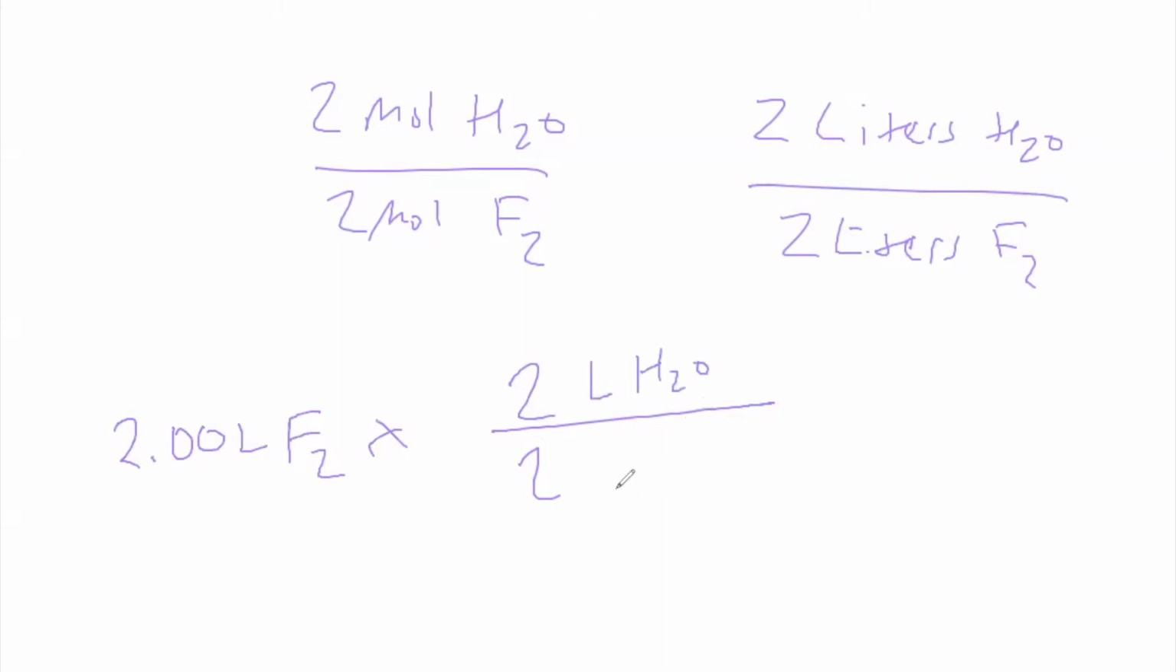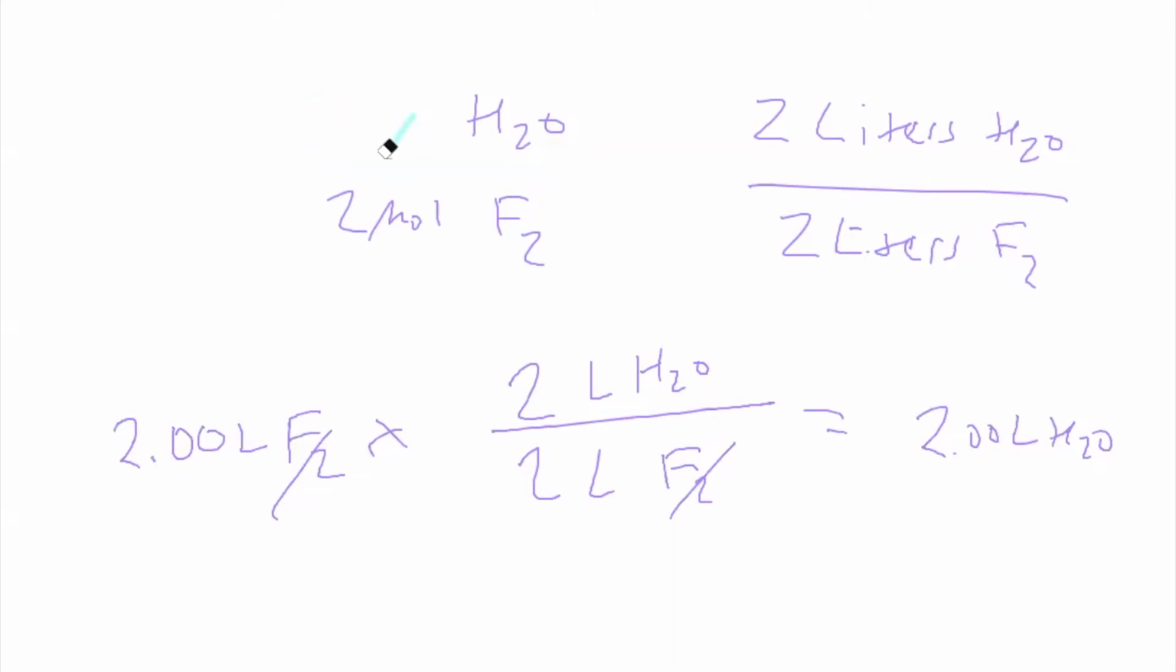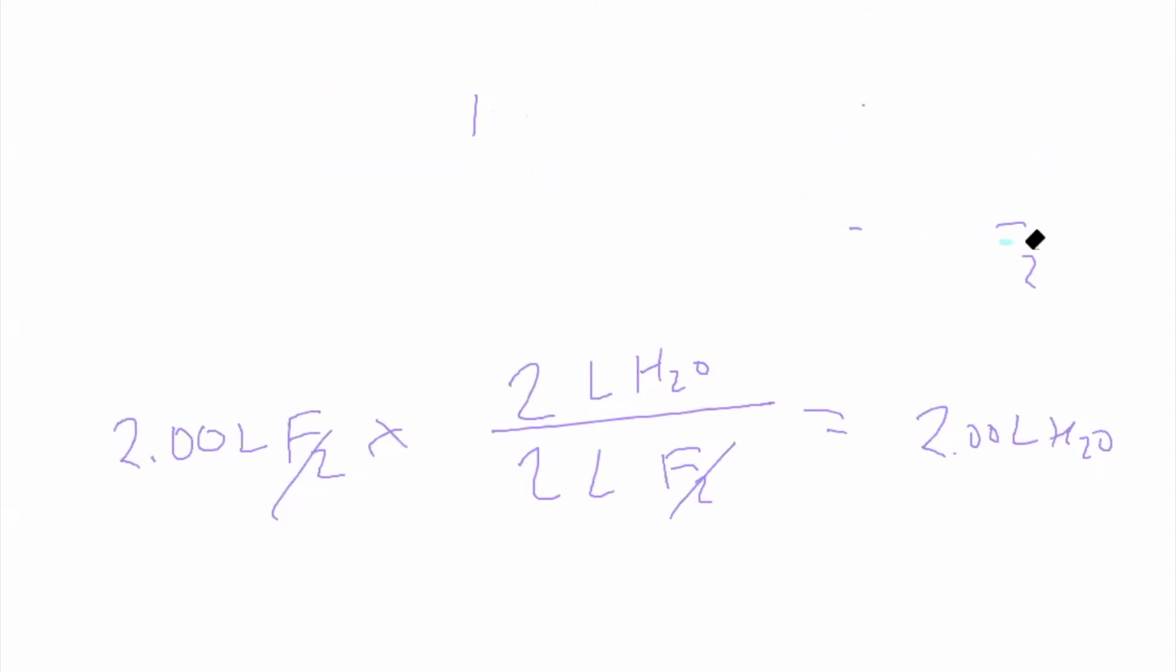So because the molar ratio is 2 to 2, everything would stay the same? Yeah, for water, that's right. So you also would have 2 liters of water produced. Now, if they're asking about liters of HF, then that's different. So for water, you just get 2 liters of water. But for HF, it's a different molar ratio or different volume ratio.